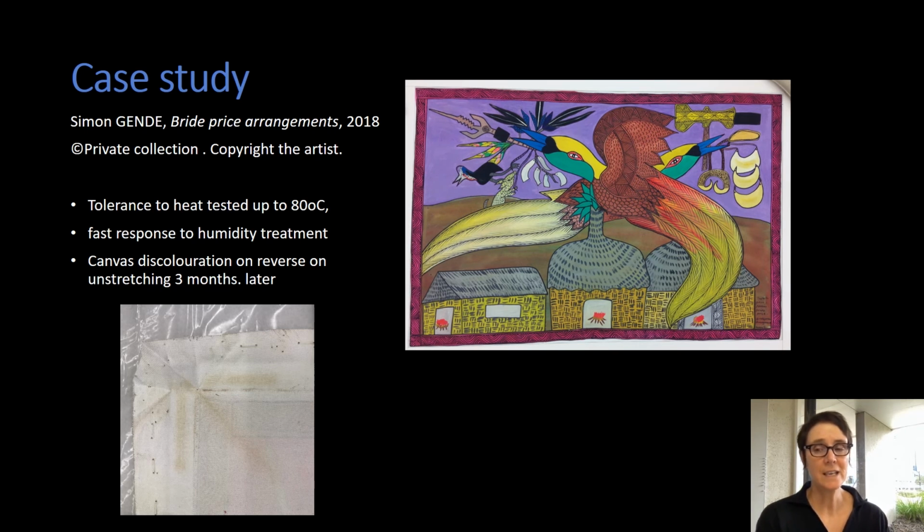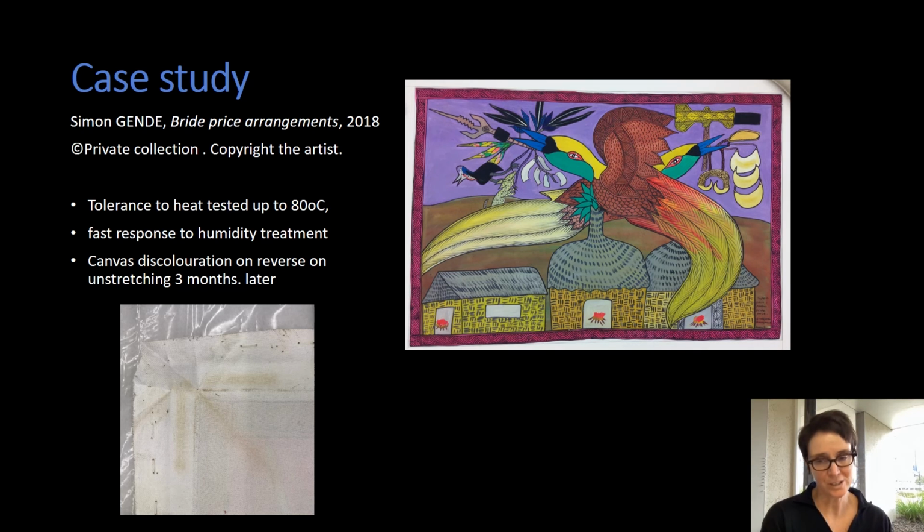During treatment to flatten creases, it was also noted that this canvas had a very fast response to humidity treatment, with visible changes in the plane of the canvas occurring after a short humidification time. Perhaps the predominance of chalk in the priming is a factor in this painting's responses to heat and humidity.